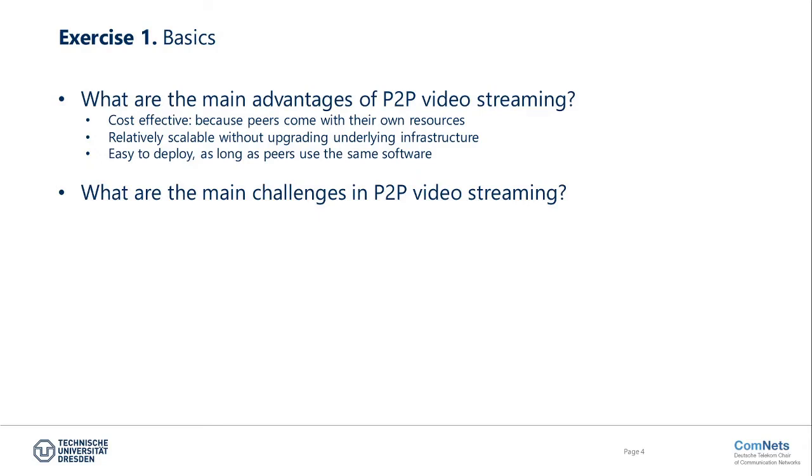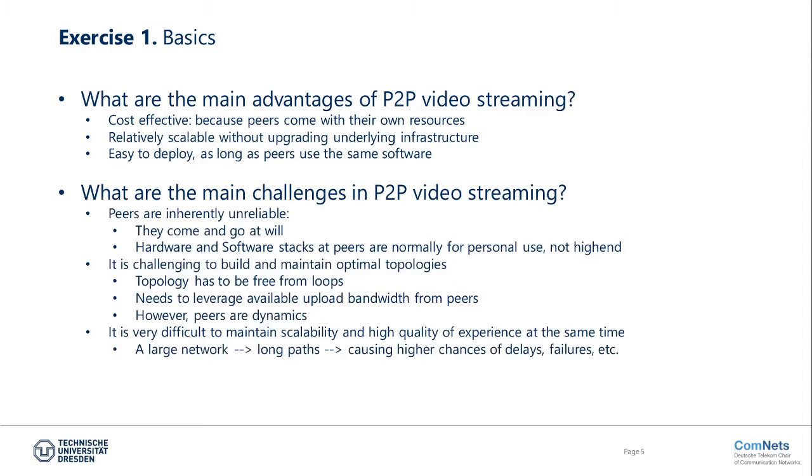Now, coming to the main challenges of P2P video streaming, I would like to highlight three main challenges. The first one is that peers are inherently unreliable. What do I mean by that? Peers can join the system and then contribute to the overall resources of the system. However, they can also leave the system at will at any time that they don't want to participate anymore.